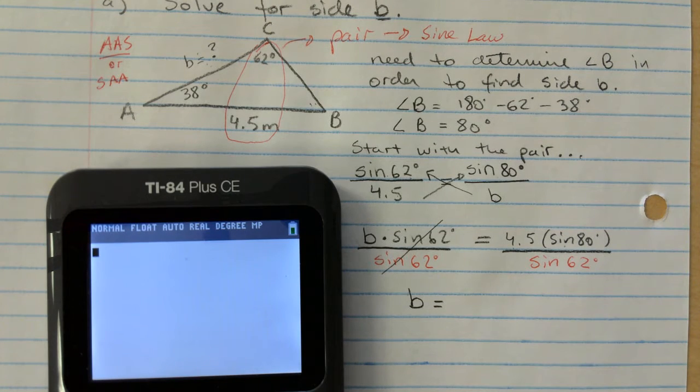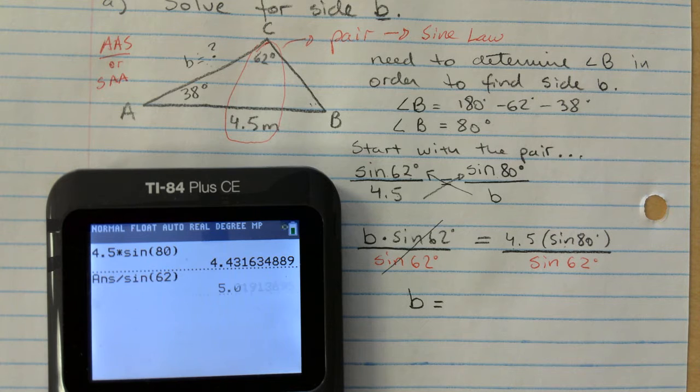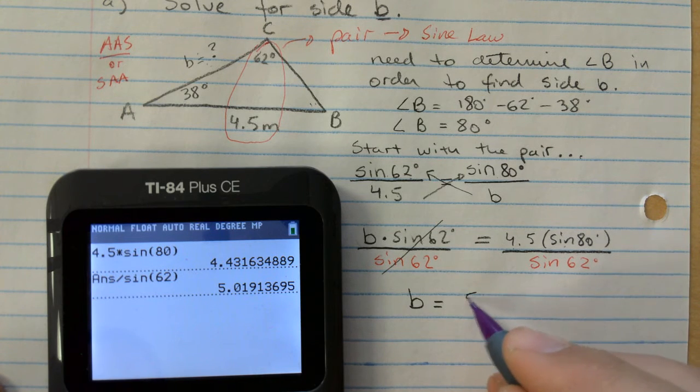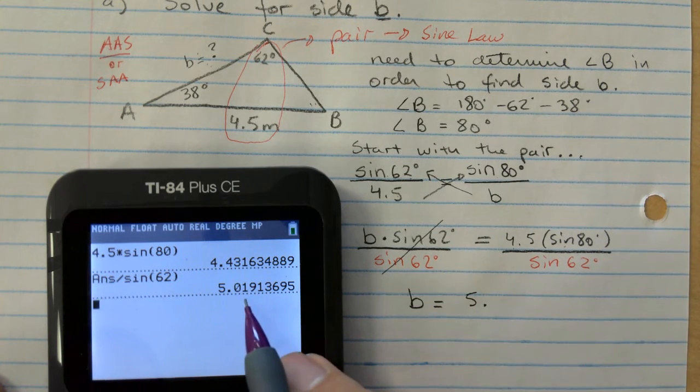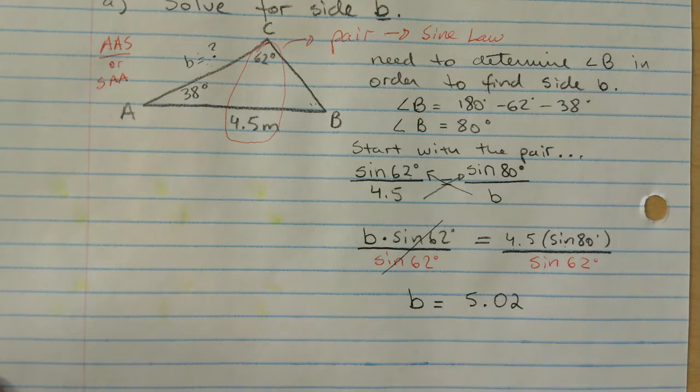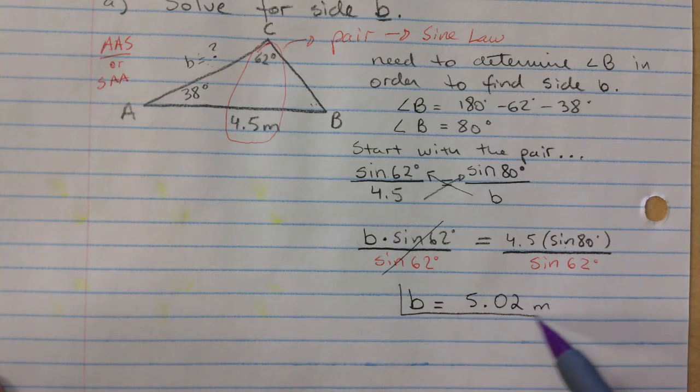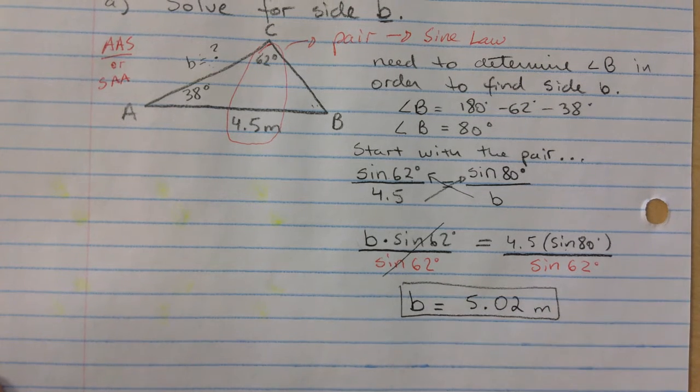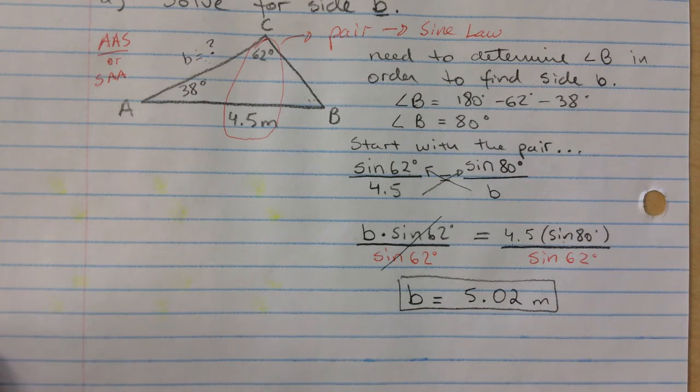Okay, clear screen, 4.5 times sine of 80. I always do that first, and then I go divide by sine of 62. So that gives you 5 point, and this is our final answer, so we'll round it to 2 decimals. And we are in meters. So we've now solved for side B.